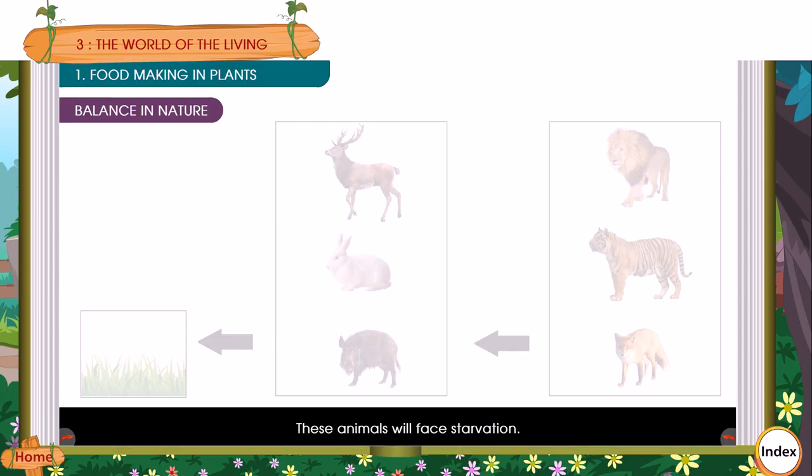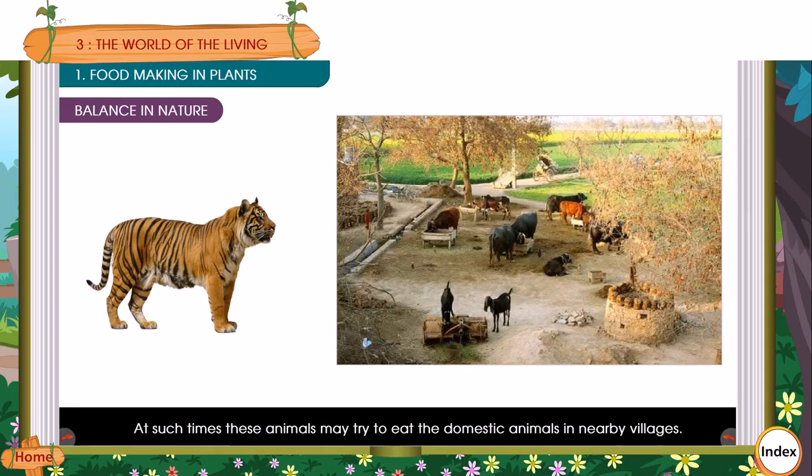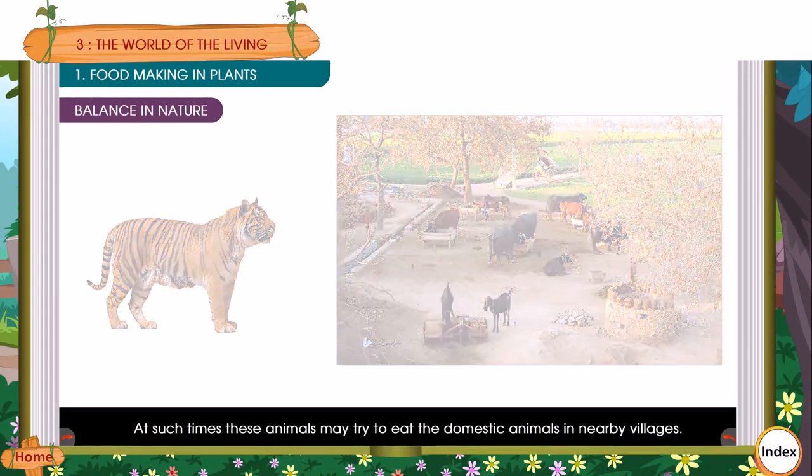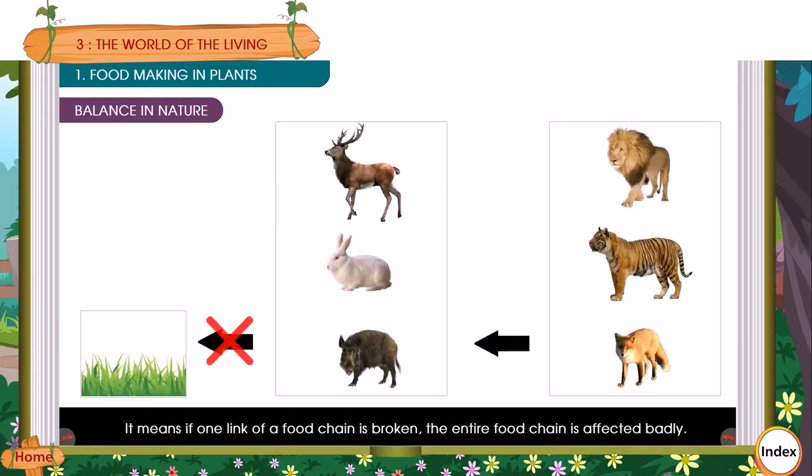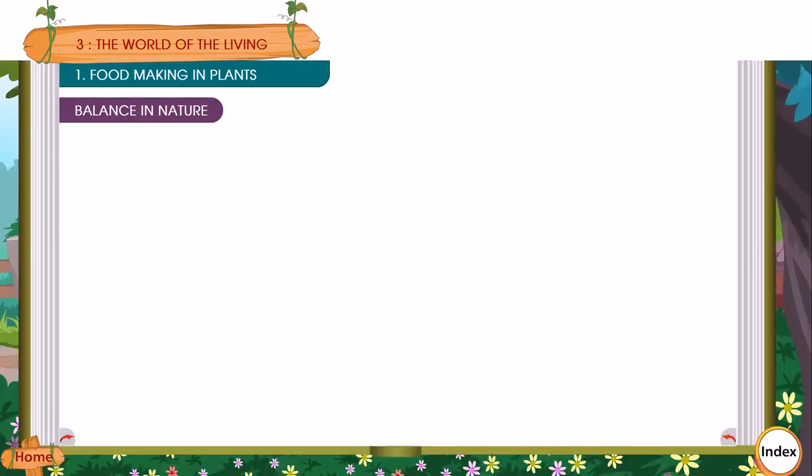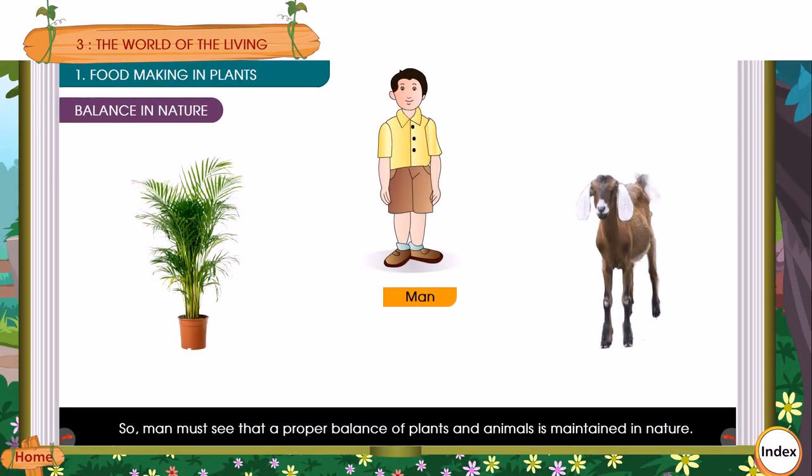These animals will face starvation. At such times, these animals may try to eat the domestic animals in nearby villages. It means if one link of the food chain is broken, the entire food chain is affected badly. So, man must see that a proper balance of plants and animals is maintained in nature.